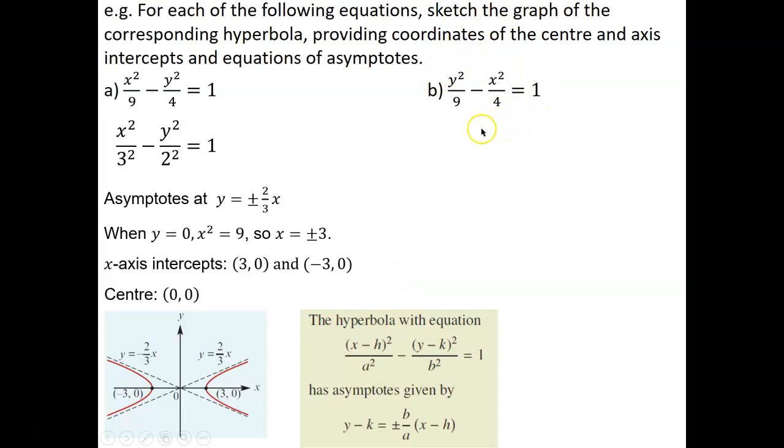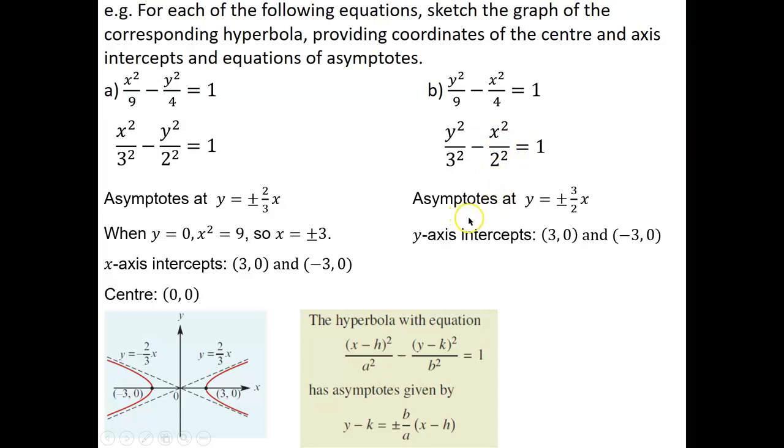This one here, you can see the y and the x have swapped around. So I can rewrite it with the 3 squared and the 2 squared. This gives me asymptotes at y equals positive and negative 3 over 2 x. So the y has the b in the denominator and the x has the a in the denominator.